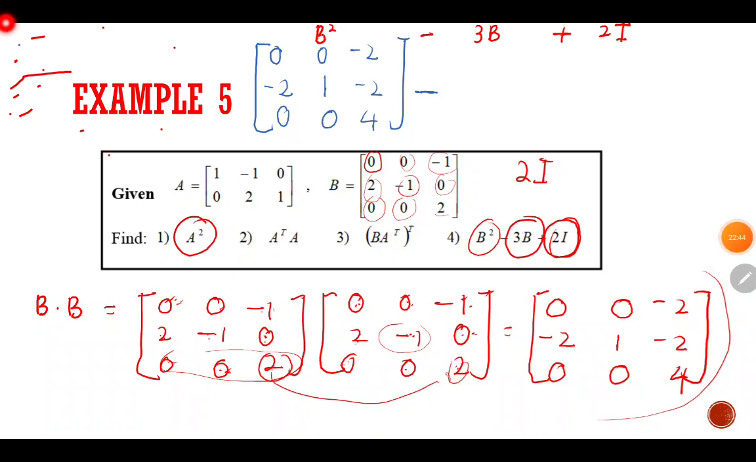Okay, class. So we have B square. I already wrote it here. Okay, B square minus 3B. Minus 3B means for matrix B we just multiply each of the elements by 3. So subtract 3B. So 0 times 3, 0 times 3, 0, 0 times 3, 0, negative 1 times 3 is negative 3. Then we have 6, negative 3, 0, 0, 0, 6. Understand? Okay, so that is our 3B.